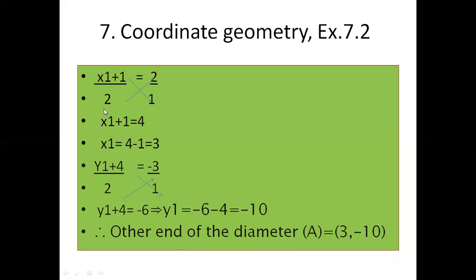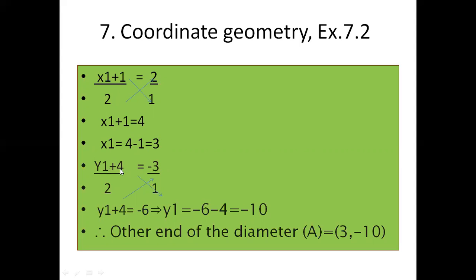So we'll take x1 plus x2. The A point is not given, so that we assumed as x1. So x1 plus the B point is given, that is x2 value is 1. So x1 plus 1 by 2 is equal to the x coordinate of the center of the circle, which is 2. Now cross multiply it. x1 plus 1 into 1 is x1 plus 1, and 2 2s are 4. Then 1 you transpose here. Then x1 is equal to 4 minus 1, that is equal to 3.